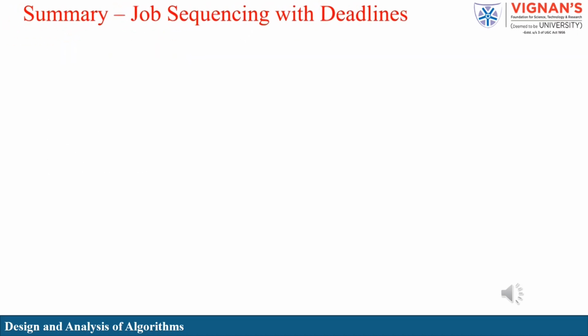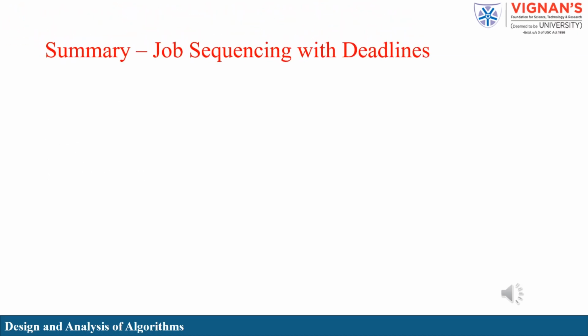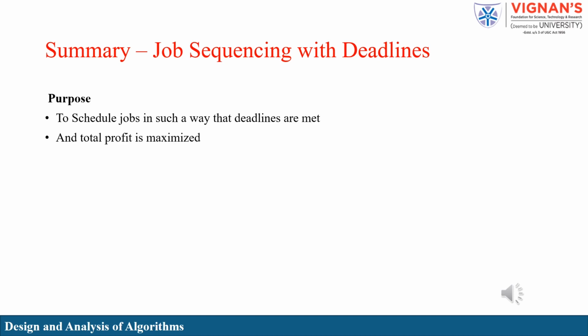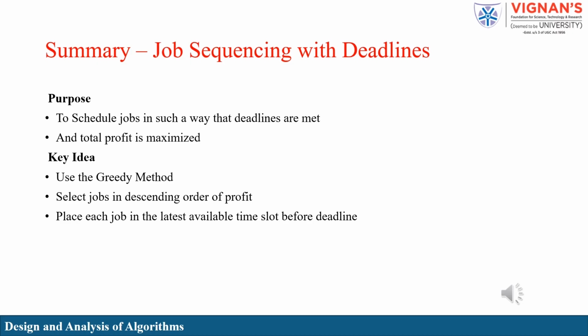Summary: Job sequencing with deadlines, brief script. The purpose of job sequencing with deadlines is to schedule jobs so that deadlines are met and total profit is maximized. The key idea is to use the greedy method. We select jobs in descending order of profit and place each job in the latest free time slot before its deadline. The process is simple.